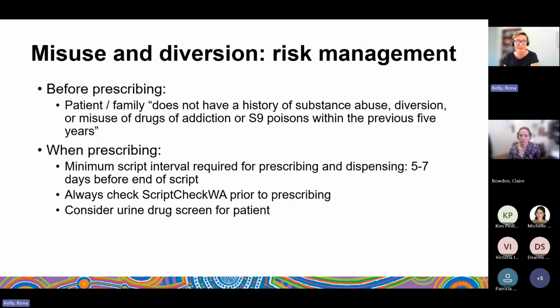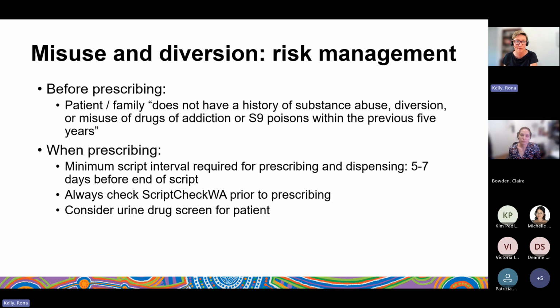Even though using Script Check WA is a recommendation in the Monitored Medicines Code, I would say that it's mandatory. It's really important to check just before you prescribe whether, number one, the kids are due to have a new script, but also when families have been picking up medicine, because if they've been consistently picking up early or being a little bit less consistent, then that can be unusual.